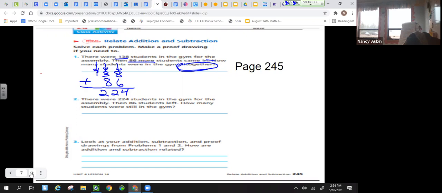I want you to think about it as a math mountain. We had 138 students, 86 more came in. The total number of students now is 224, right? That's your total. This is your sum, or we can call it your total. These are your add-ins.